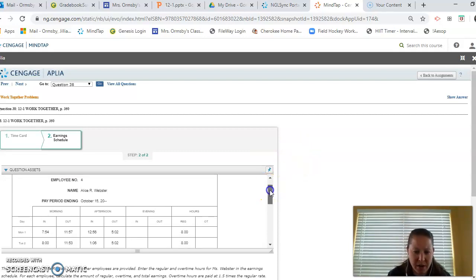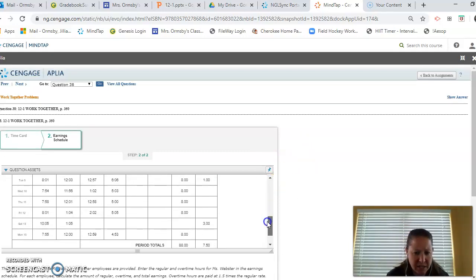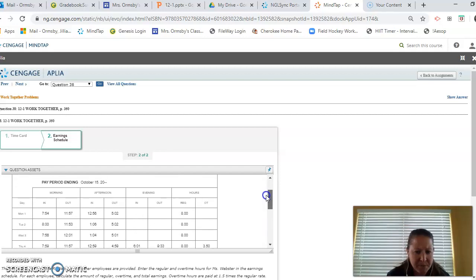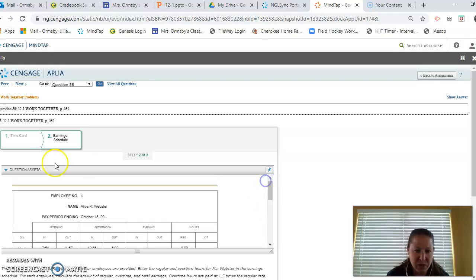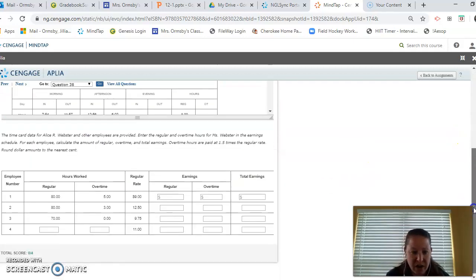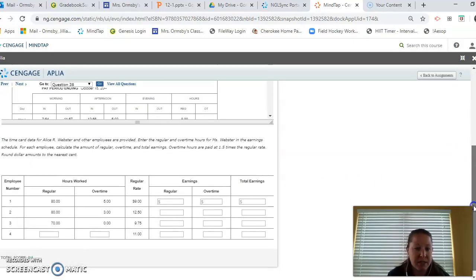The next step, they're going to have this already completed for you. So this is the last step, just in case you made a mistake on the first part, it doesn't carry over to the second part. So you have your time card for your employee, Alice Webster, and what you need to do is figure out how much you're actually going to pay her.